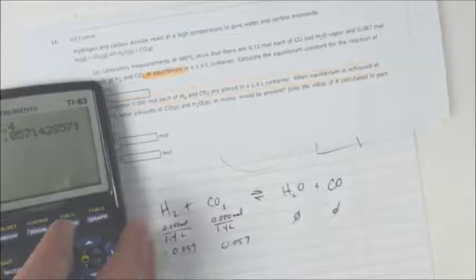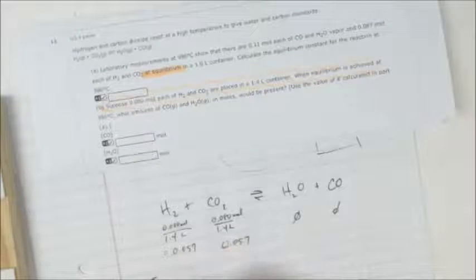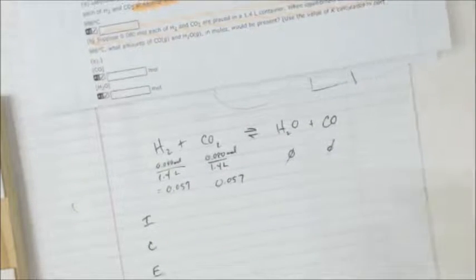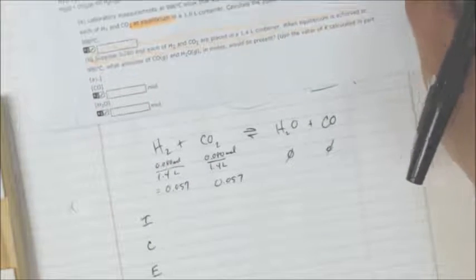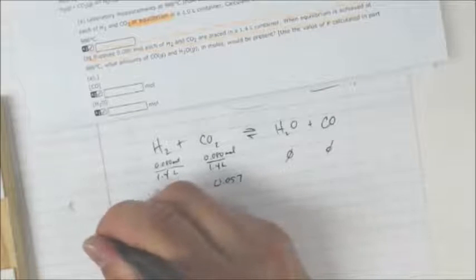So what we're going to set up is an ice box. And so I've got an I and a C and an E that I want to set up. Shift up here a little bit. And the I stands for initial.